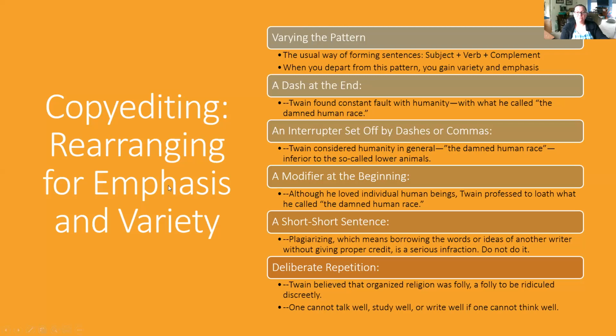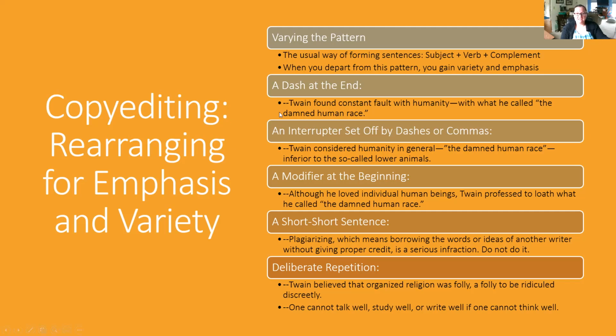All right. Rearranging for emphasis and variety, right? So these are all ways that you can mix up the structure of your sentences to either emphasize a main idea or just create variety. You can vary the pattern. Our typical way of arranging a sentence is subject, verb, and either a direct object, preposition, whatever. But you can depart from that pattern. The subject does not always have to come first.